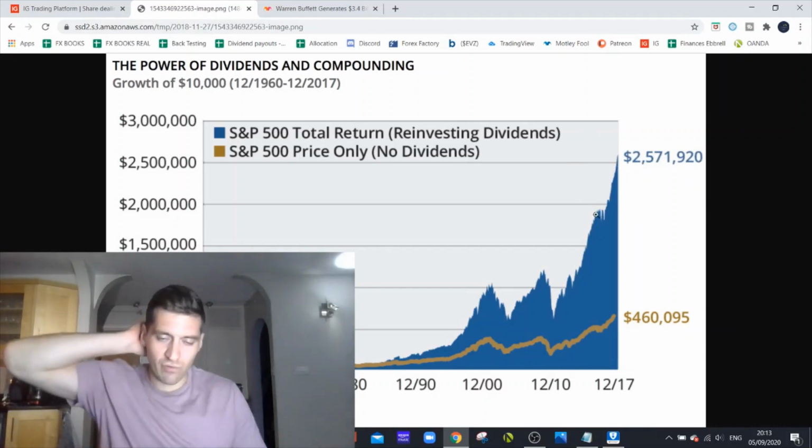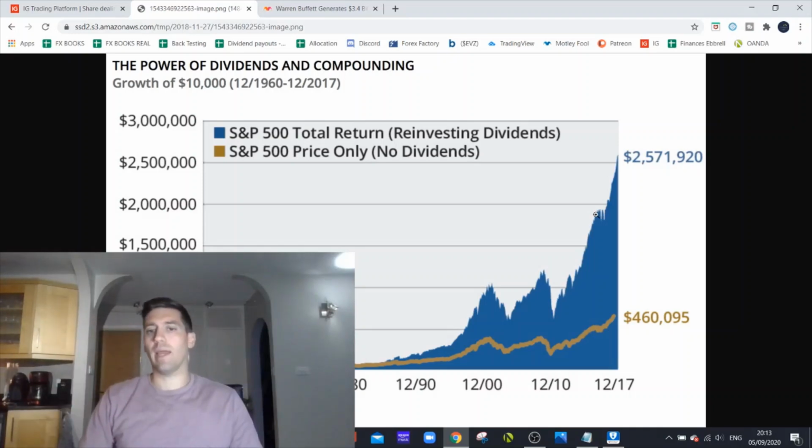Now people have a real fear of the stock market. Oh, it plummeted down, so I've lost loads of money. But you haven't lost it. You haven't lost it until you sell what you own.